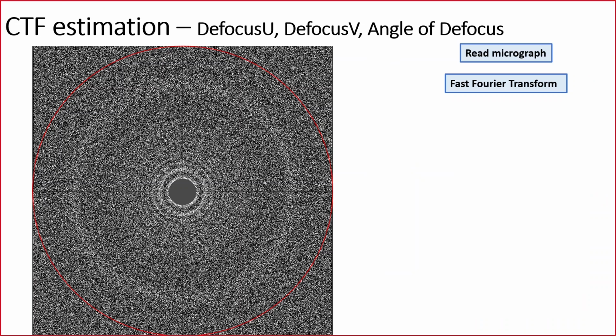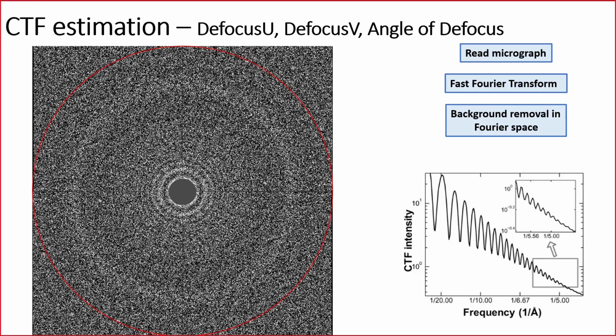Now, how are we doing the CTF estimation? We are taking our micrograph that we already aligned using the motion correction and doing a fast Fourier transform. Now you can see that in this fast Fourier transform, we don't see an extreme amount of information, yet we can see a little bit of the Thon rings. A thing that is rarely mentioned is that this fast Fourier transform has to undergo a background removal process, which is done in the Fourier space.